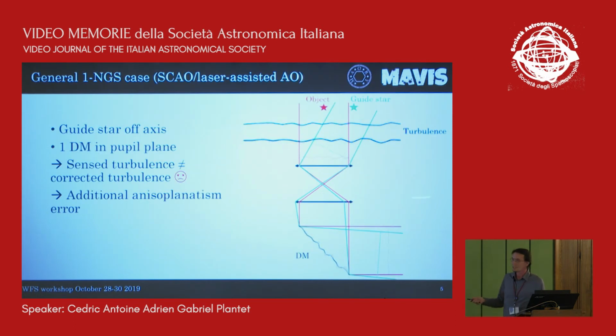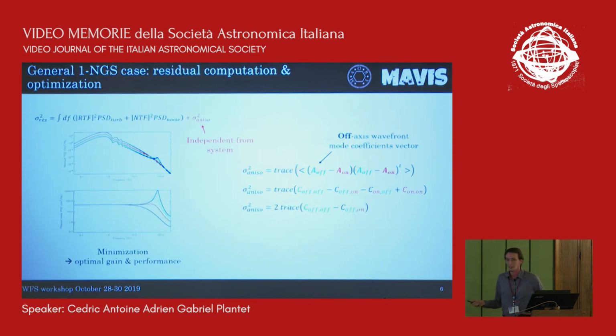Then in a real case, of course, you will have your guide star that is not the object you want to observe. It will be off axis. So in the end, the wavefront from the object you want to observe is not completely corrected. So here the sensed turbulence is not the corrected turbulence, so you have an additional anisoplanatism error. Benoit already talked about the evaluation of the anisoplanatism error.